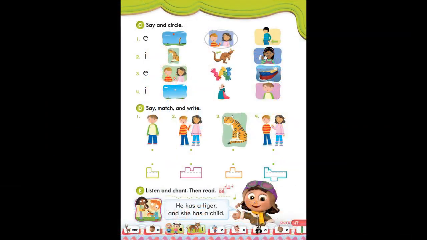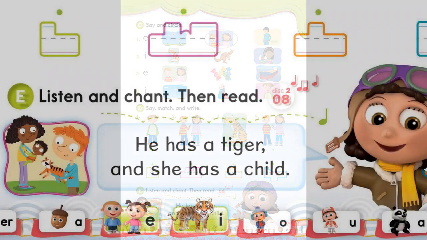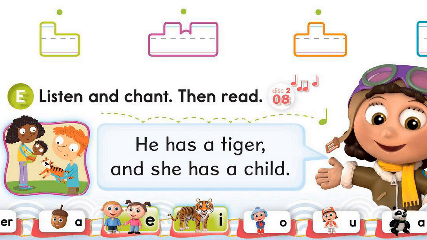Page 47. E. Listen and chant. Then read. He, tiger, she, child. He, tiger, she, child. He, tiger. She, child. He, tiger.